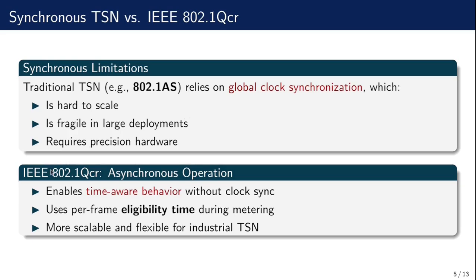In contrast, IEEE 802.1Qcr introduces ATS, which operates asynchronously, and it assigns an eligibility time to each frame based on metering and eliminates the need for global time sync. So this makes the system more scalable and flexible for industrial deployment where precision time is not always guaranteed.